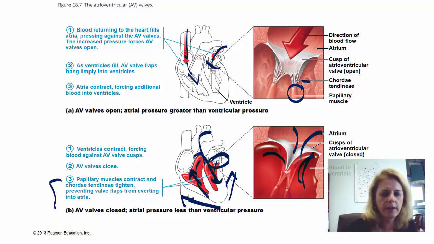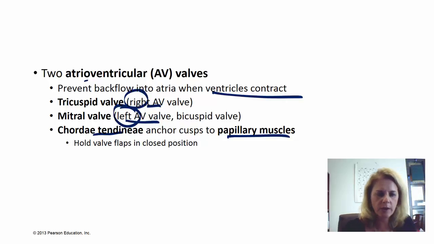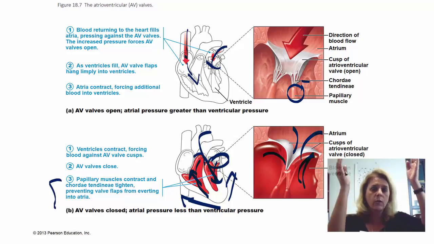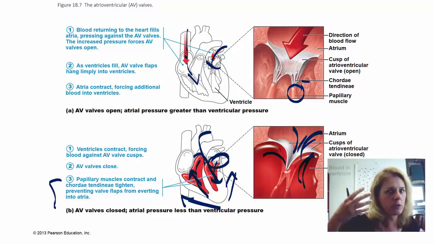So remember, you have your tricuspid and your bicuspid. Which one's which? Tricuspid on the right side, bicuspid or mitral on the left side. So if someone has mitral valve prolapse, that means their left AV valve is prolapsing and going up into the atria, and blood is regurgitating back into the atria. That makes for a less efficient heart contraction and less efficient blood pumping. And you can also hear it, it's called a heart murmur, you can hear the blood go backwards into the atrium.